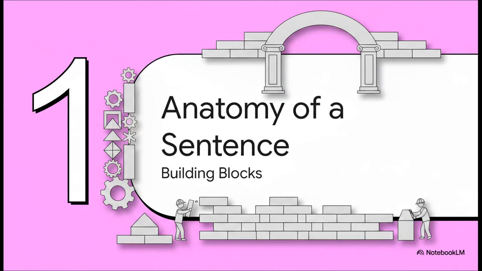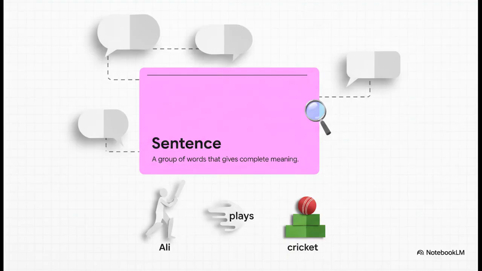Section 1. Anatomy of a sentence. Let's start right at the foundation of our architectural structure. So, the definition of a sentence is actually wonderfully simple. It's just a group of words that gives complete meaning. It's not a random jumble of vocabulary.